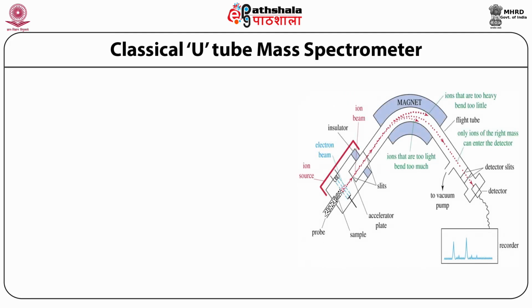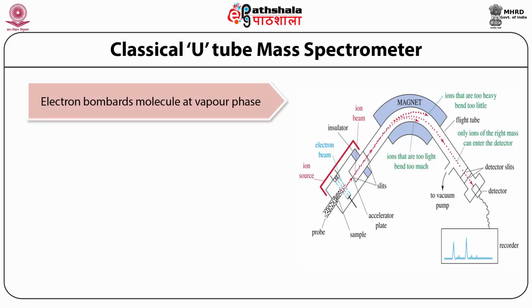What you see here is the classical U-tube mass spectrometer. On one side, you have a probe in which the sample is introduced from the gas chromatography. As you know, the carrier gas in gas chromatography carries the molecules in a gaseous state, isolated in the column, and they are fed into this mass analyzer, where they meet the electron beam which is applied on it.